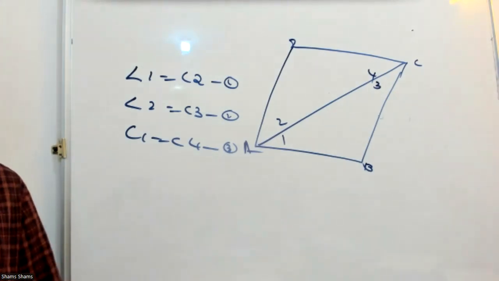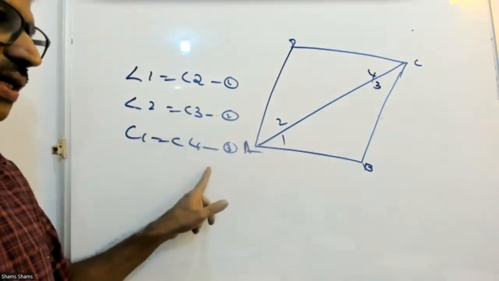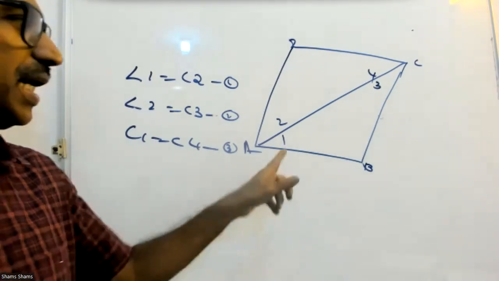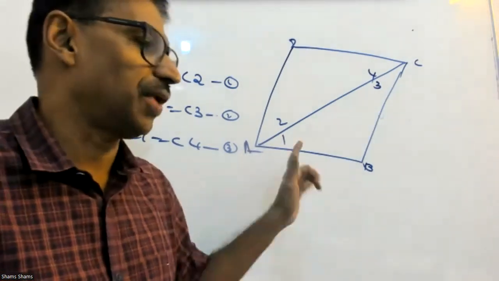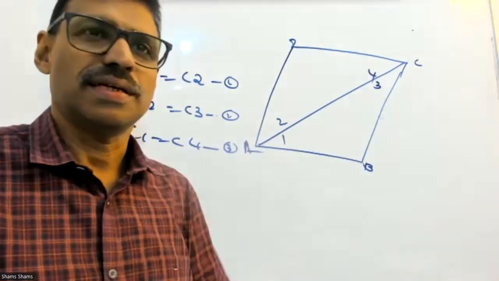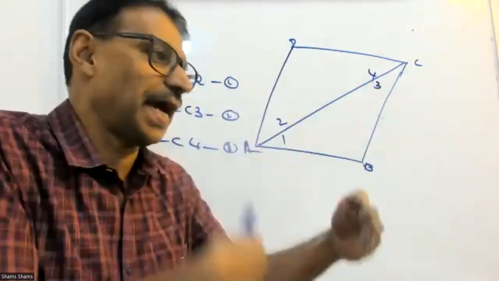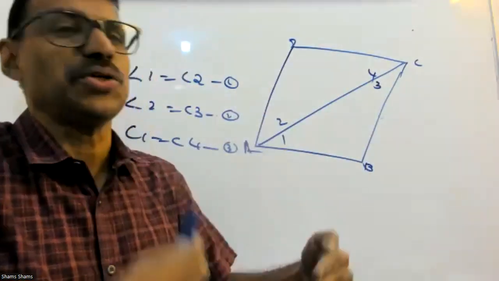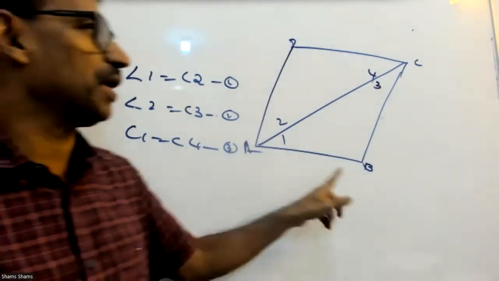Look here, listen. We got 1 equal to 2, 2 equal to 3, and 1 equal to 4. That means all angles are equal. So 1 equal to 3, right? In triangle ABC, 1 equal to 3 means what? AB equal to BC. Why? Sides opposite to equal angles are equal. That is the theorem in triangles. Therefore, AB equal to BC.